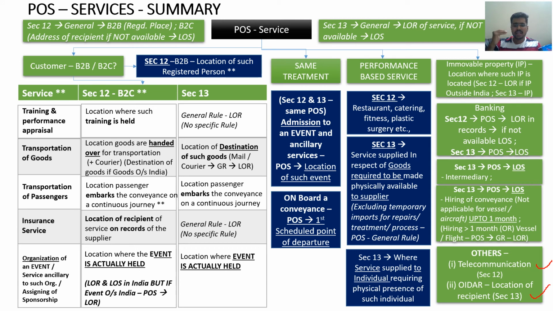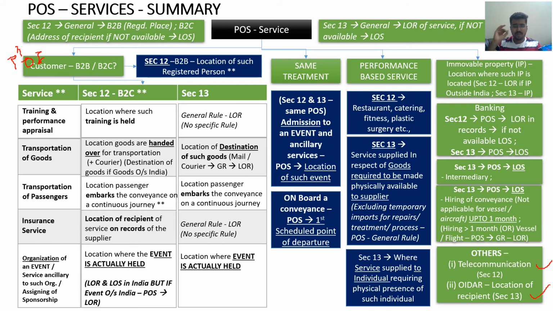So I'm just having telecommunication and OIDAR topics for the last video in this series, place of supply. Otherwise we have covered almost all the services under place of supply with this grouping. If you remember the first 5 services, which is T3OI: training, transportation of goods, transportation of passengers, organization of an event, insurance. Then you have same treatment, 2 services: admission, India Australia match, both the fans come, still it's going to be Chennai. On board a conveyance, wherever you get in the flight, see where the flight first started, that is going to be the place of supply.